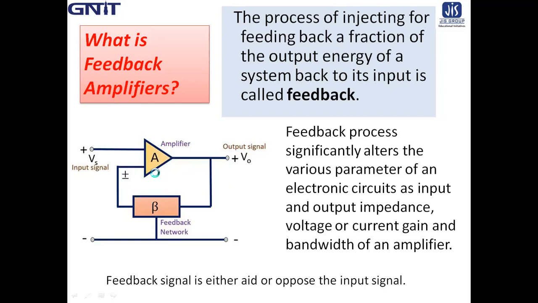So this is the figure of a feedback amplifier. See here, some output energy of a signal is fed back to the input. This process is called feedback, with the help of a feedback network. The feedback signal can either aid or oppose the input signal. So the feedback signal either can be added or subtracted with the input signal. That is why a plus minus sign is present.